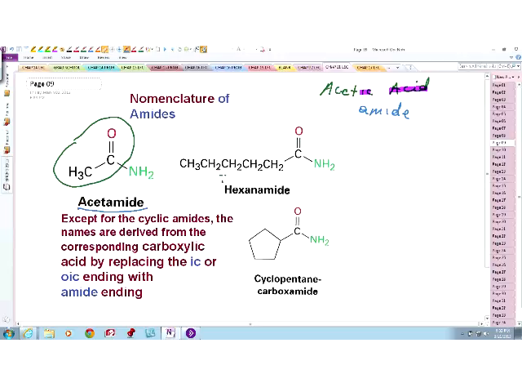Acetamide, okay? In the case of this here, the corresponding carboxylic acid will be what? Hexanoic acid. So in that case, we remove the OIC and we replace it with amide. This is the corresponding carboxylic acid, hexanoic acid. And then we simply replace the OIC and add the word amide, one word. And that is how this name is derived.